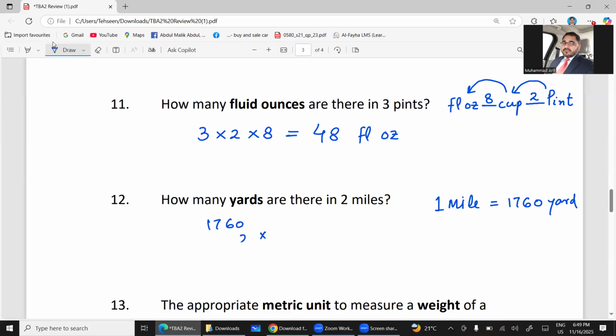1,760 multiplied by 2. That will be 2 into 0 is 0, 2 into 6 is 12, 2 here, 1 up, 2 into 7 is 14 and 1 is 15, 5, 1 carry. The next number, 2 into 1 is 2, plus 1 is 3. 3,520 yards in 2 miles. This is the answer.